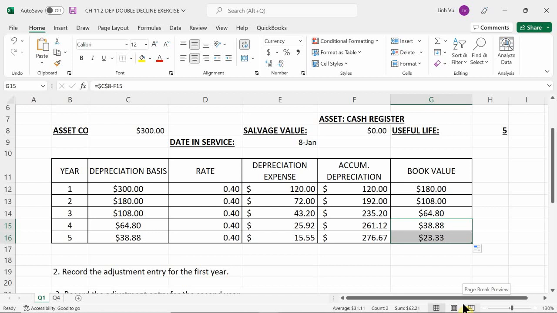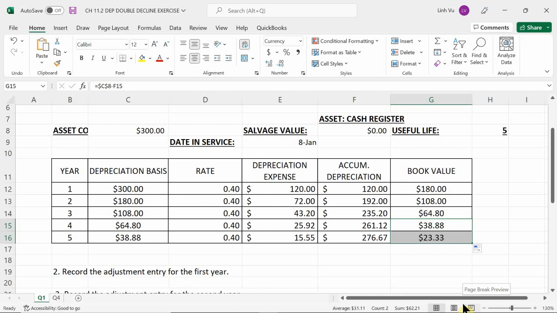No. Good, right? You shouldn't, because at the end of the day, what did I buy? A cash register for 300. Now, at the end of its useful life of 5 years, it still has a book value worth $23.33. Now, realistically, do you think you can resell a used cash register that you used for 5 years? No. You're most likely going to dispose of this asset.